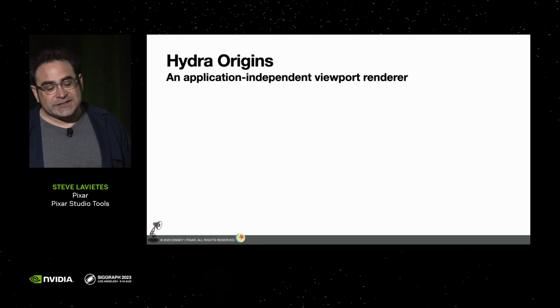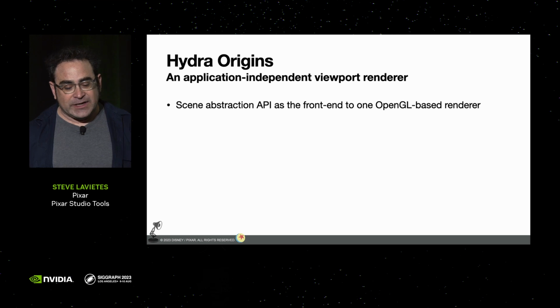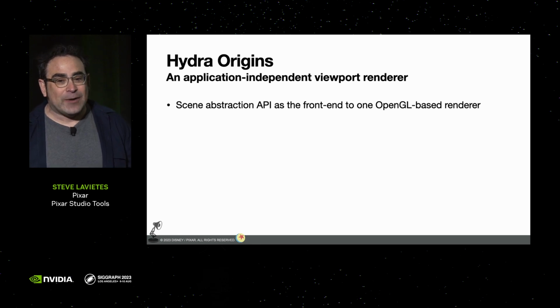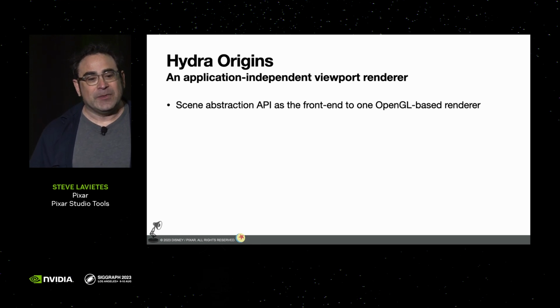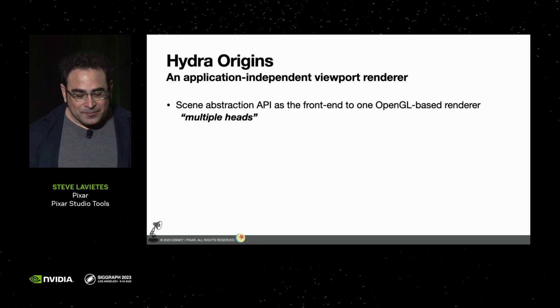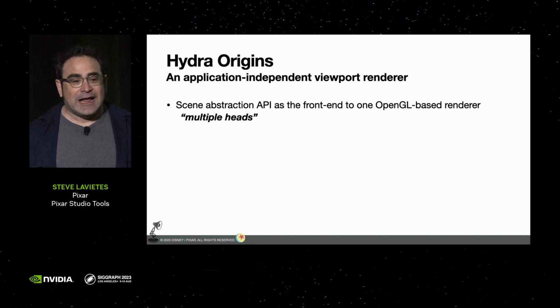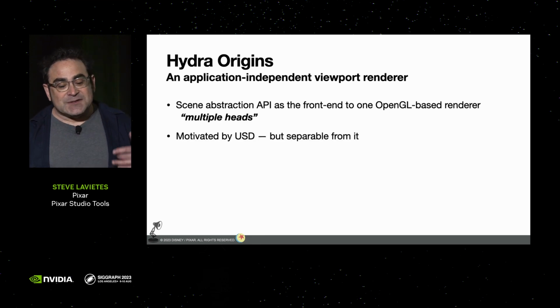So Hydra's origins is that it is an application-independent viewport renderer. In its first form, it was a scene abstraction API as a front end to a single OpenGL-based renderer, and that renderer was called Hydra. It is now called Storm for reasons that I'll get to. The idea of the scene abstraction API is that this viewport renderer can have multiple heads. So there's our mythological analogy that we'll work with.